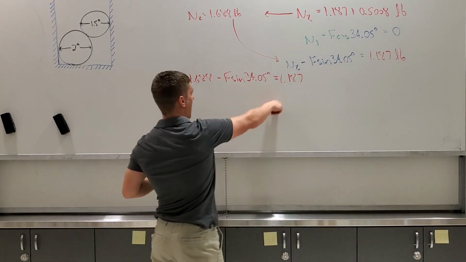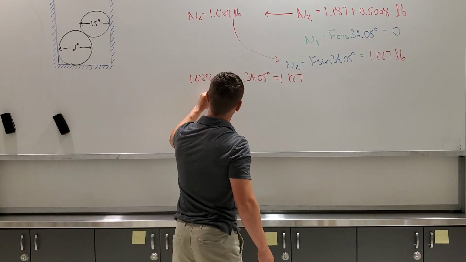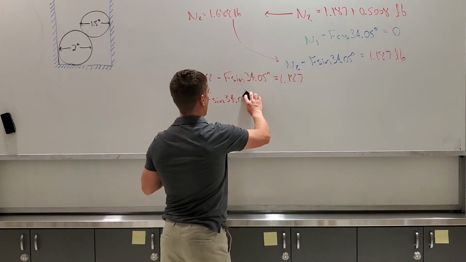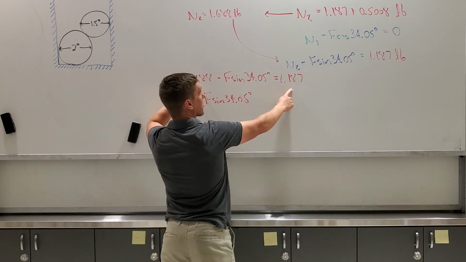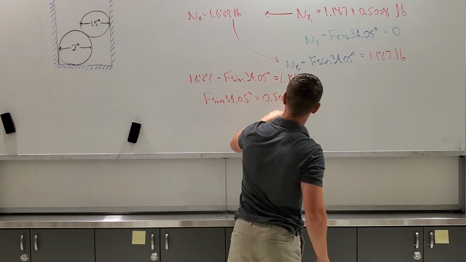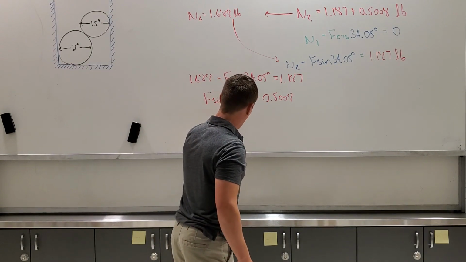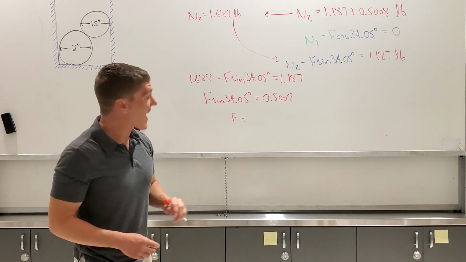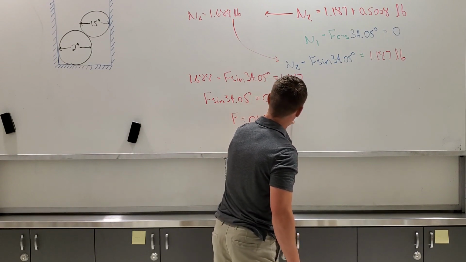I can move my F sine theta over here. I can move my 1.187. I get that F sine of 34.05 degrees is going to be equal to 1.688 minus 1.187, which is in fact that same 0.5008. I divide both sides by the sine of 34.05, and I get that my contact force in between the spheres is in fact 0.8945, 0.8945 pounds.